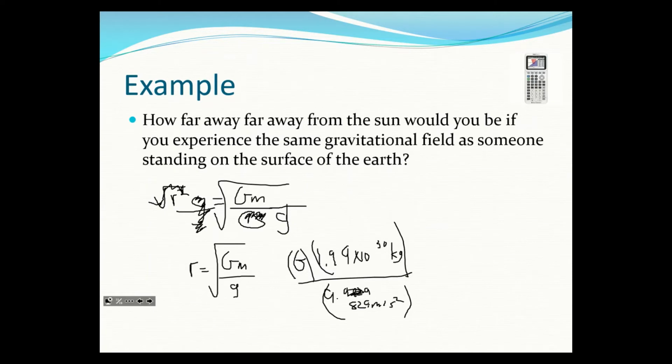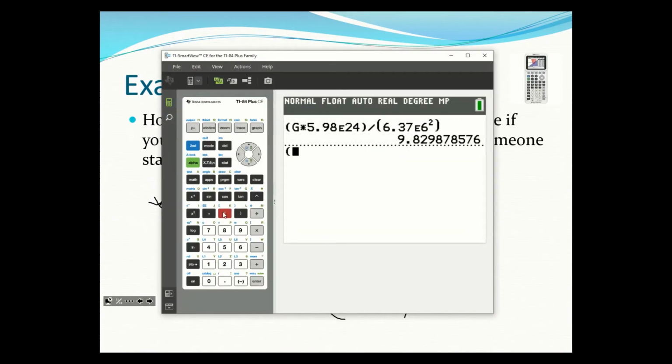Okay, so I'm going to show you how to type this into your calculator. So again, we want to put our top in brackets. So we're going to go alpha G, and we're going to multiply it by our 1.99 times 10 to the 30. We close our brackets up top. And on the bottom, I want this answer. So I can just go second negative, and it'll plug in that answer from before.